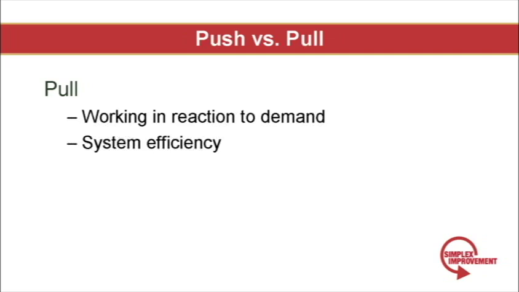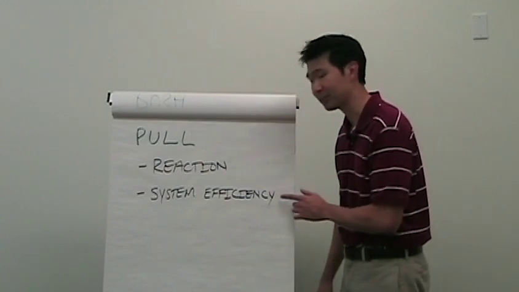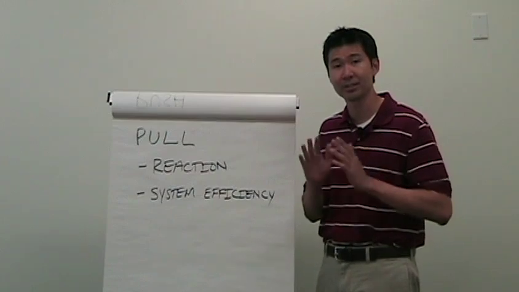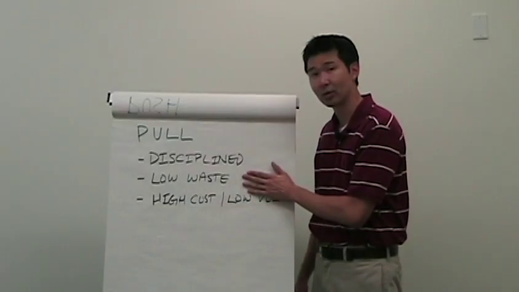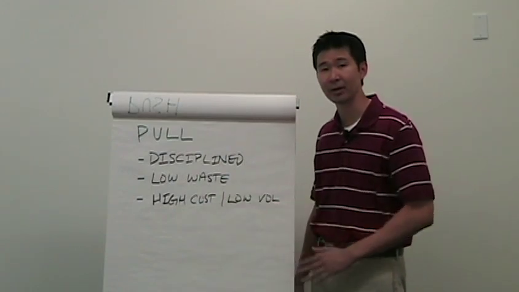So there's a signal that tells you when to produce, and perhaps more importantly, when to stop producing. It's system efficiency, so we're not interested in how efficient each station is working. We want the system as a whole to be efficient. So here's a description of pull. Now, it's a more disciplined approach than a push system. It generates a lower amount of waste, and it works very well in a high customization, low volume environment.